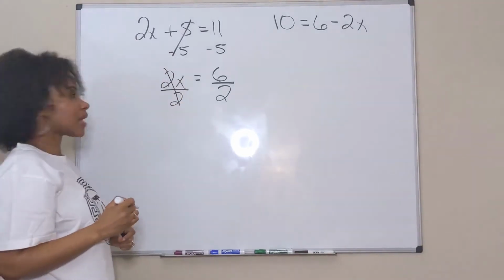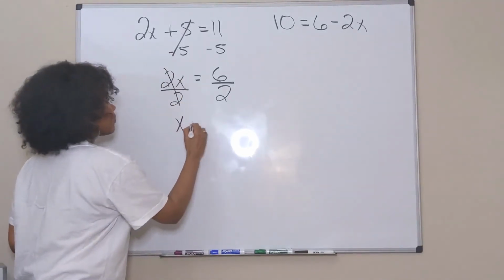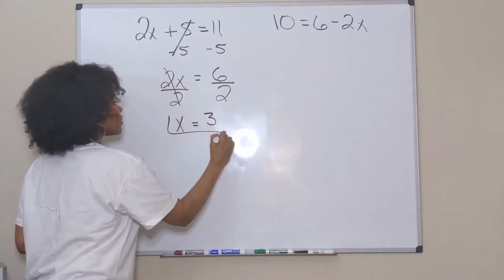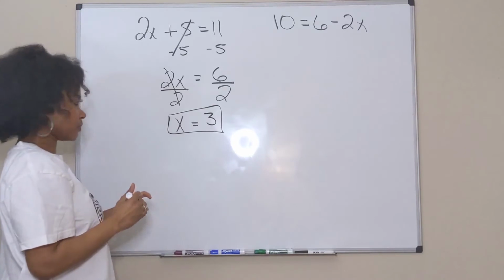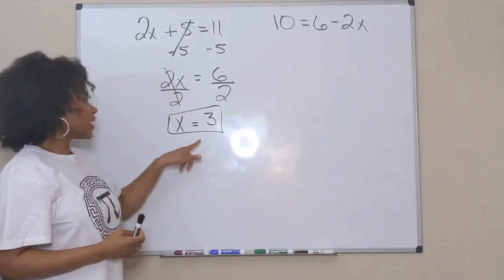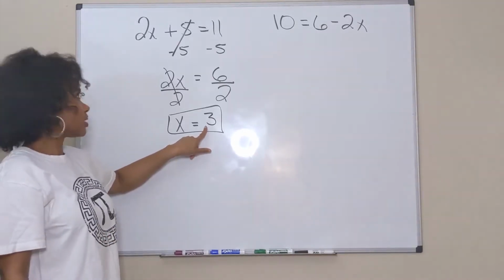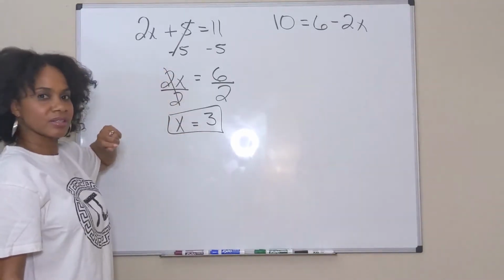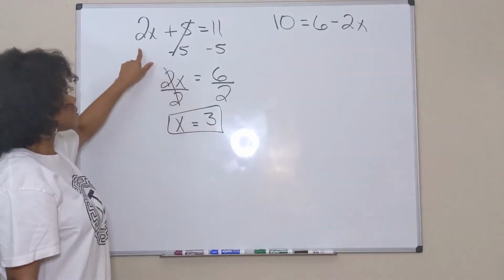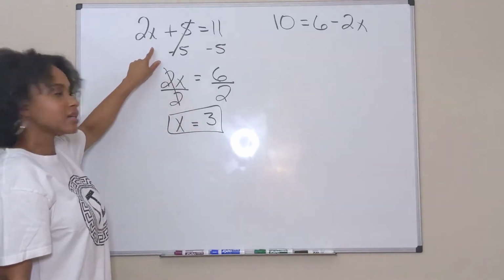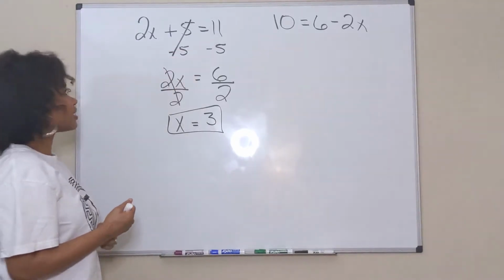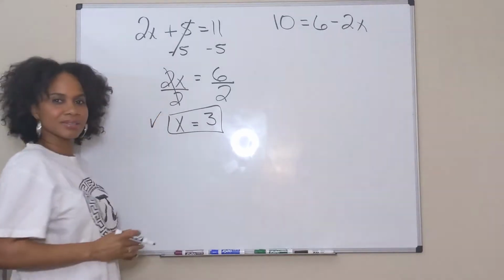It cancels out on my left-hand side. I'm left with x equals 6 divided by 2. That gives us 3, so x equals 3. Now you can actually self-check this on your own. You can simply plug in 3 for x. So 2 times x, since x is 3, 2 times 3 is 6. 6 plus 5 gives me 11, and so that equation does check out.